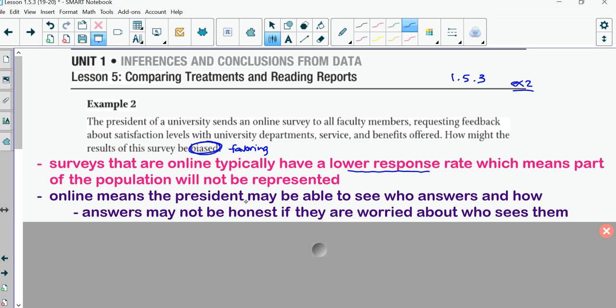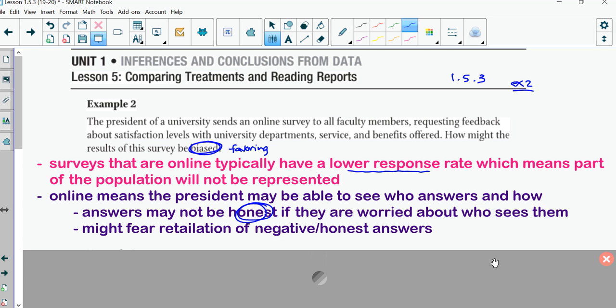So online means that the president may be able to see who answers and how. That means that answers may not be honest if they are worried about who sees them. They might fear retaliation for negative or honest answers. Meaning if they answer honestly and it's a negative response, they might worry about being fired or passed over for a promotion or something like that. Okay, and that's it for example 2.